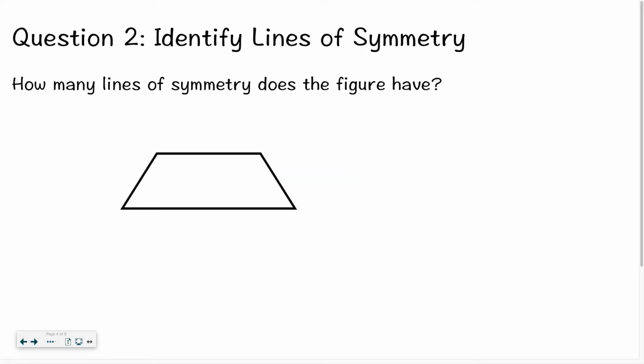All right, I want you to look at this figure and see how many lines of symmetry this figure has. Hopefully you said 1 line of symmetry. The only line of symmetry it would have would be a vertical cut down the middle. To cut it like this would not work because this corner would not line up with this corner if we folded it horizontally.